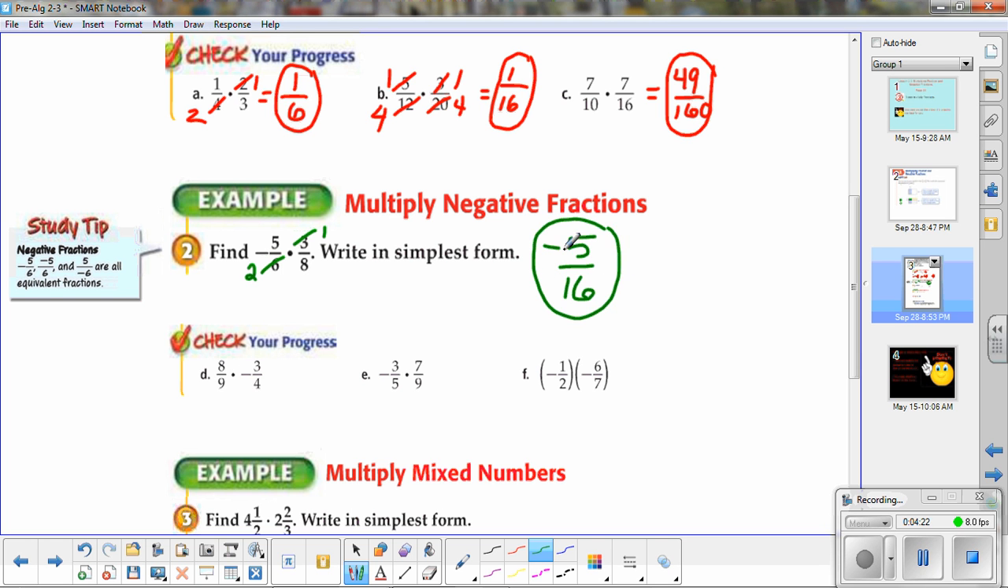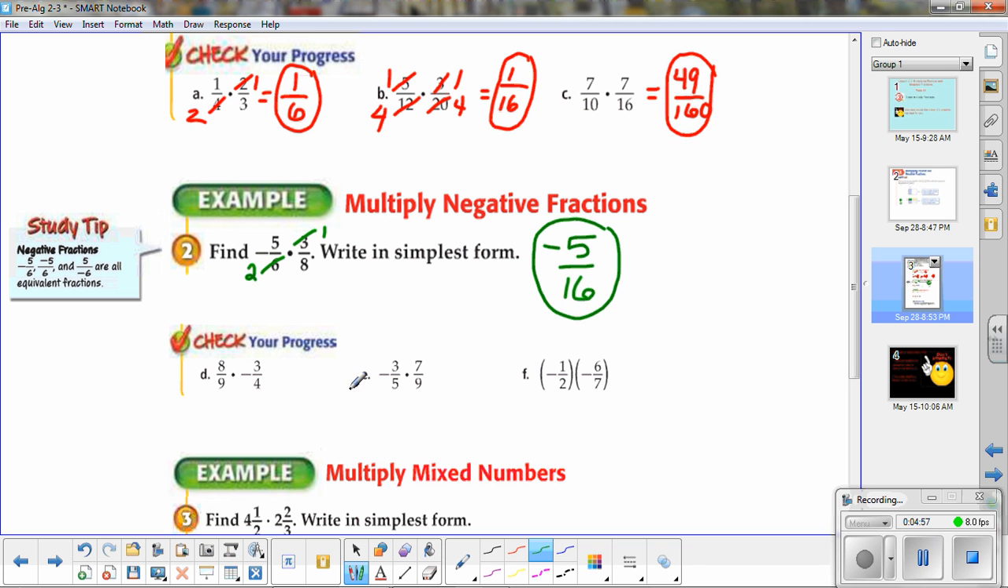Before I go any further, I just want to point out this study tip over on the side. As long as you only have one negative sign on the fraction, that makes that number negative. If it's written in the middle, top, or bottom, it all really means the same thing because the fraction bar is like a divide sign. And if you have one of each number when you divide, it's always going to be negative. So it doesn't matter if it's written on the top or the bottom or in the middle, it's going to have the same value.